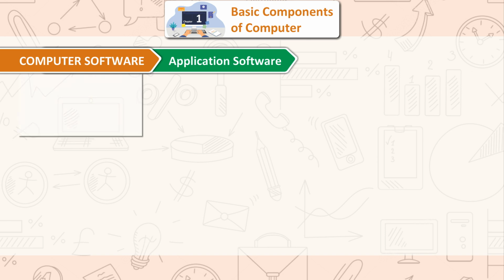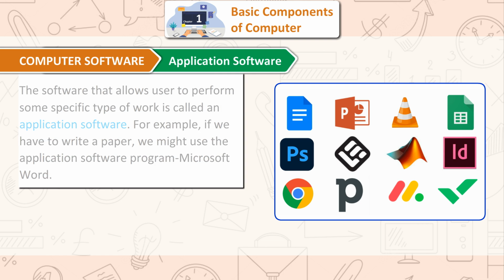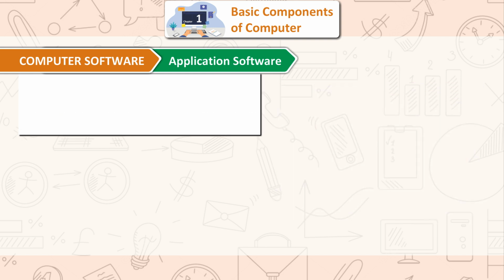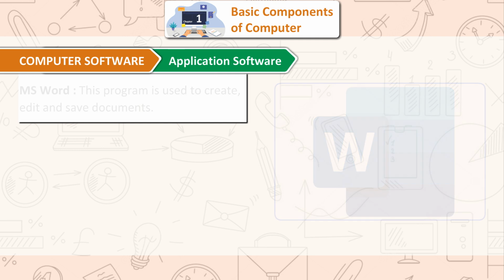Application software. The software that allows user to perform some specific type of work is called an application software. For example, if we have to write a paper, we might use the application software program, Microsoft Word. To play a song, we need to run the Windows Media Player, which is specifically designed to play movies and songs.